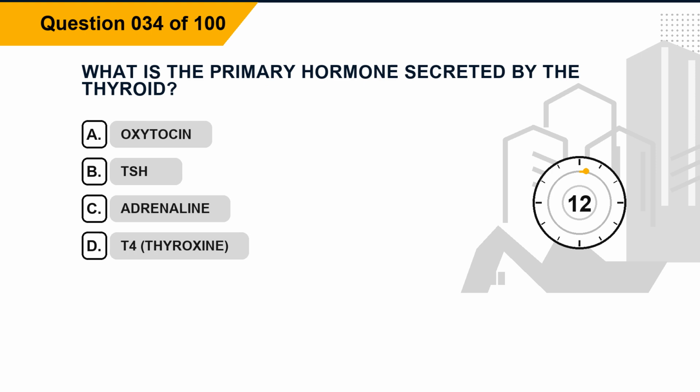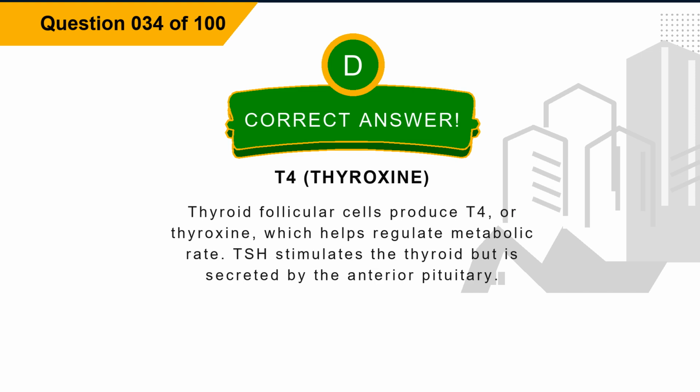Question 34. What is the primary hormone secreted by the thyroid? Option A, oxytocin. Option B, TSH. Option C, adrenaline. Option D, T4, thyroxine. The correct answer is option D, T4, thyroxine.